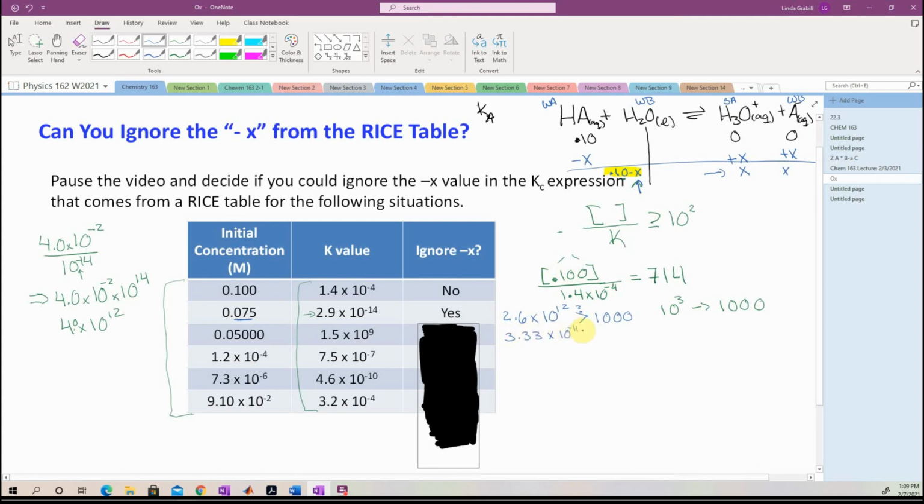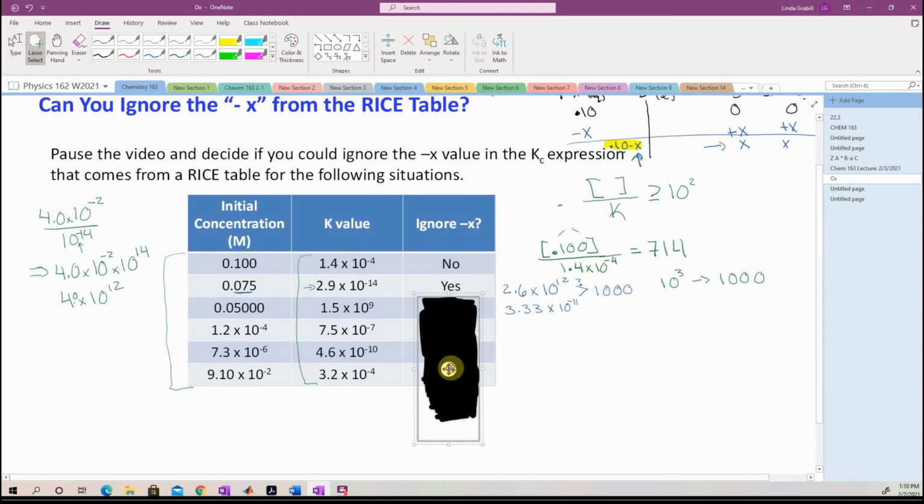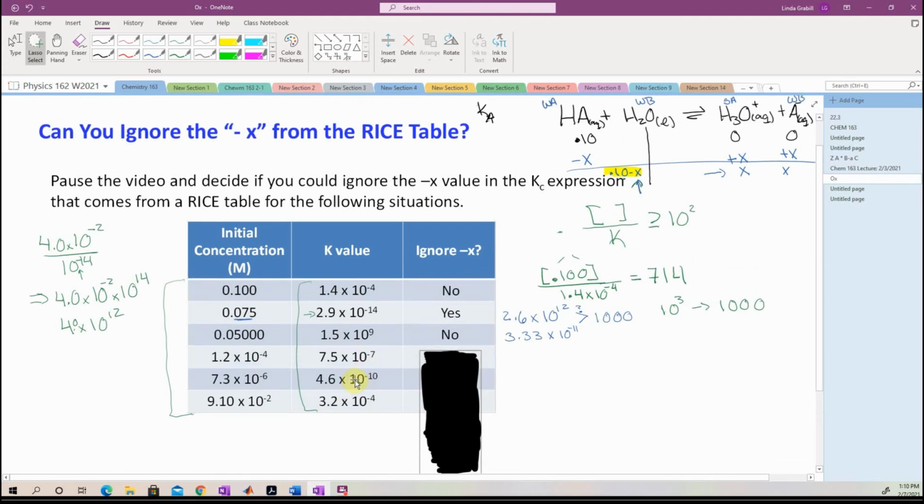My prediction was that with this k value being so large, even with it being that large, I am going to have to include it. So that means it cannot be ignored. And that's just kind of looking at my k values.